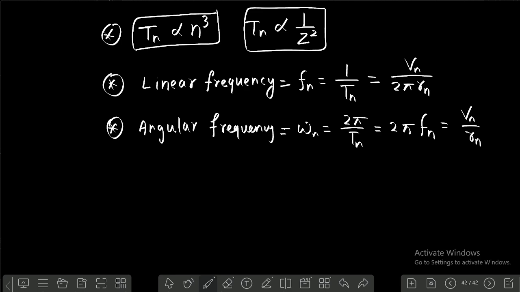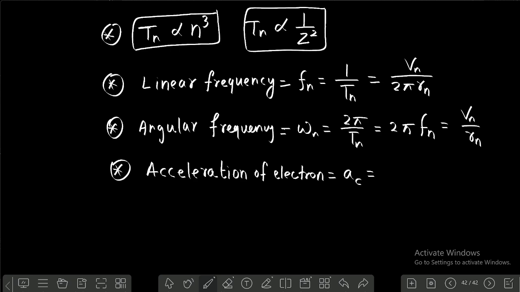Now next, acceleration of electron. What is the acceleration of electron? Because if any particle moves in a circular path, then it will be accelerating towards the center of the circle with centripetal acceleration. So acceleration of electron also you can find. I am writing a_c, centripetal acceleration, which is Vn square by Rn.